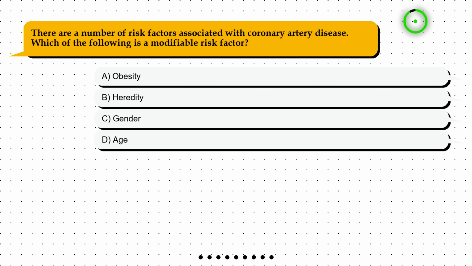Question 9. There are a number of risk factors associated with coronary artery disease. Which of the following is a modifiable risk factor? Option A, obesity. Option B, heredity. Option C, gender. Option D, age.